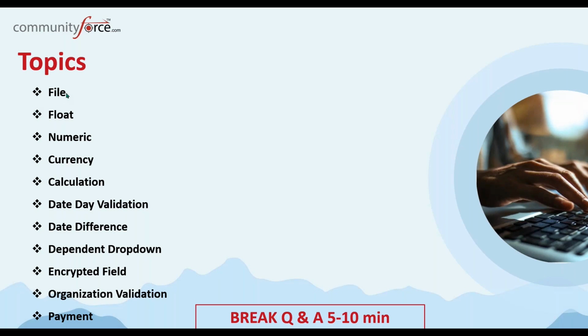We're going to talk about the file question type because we do have some questions about the file types, and then the difference between the float, the numeric, and the currency, and then how to do calculations on those fields. And then we'll talk about a question type called date day validation, a date difference question type, a dependent drop down, encrypted field, the organization validation, and then payment. So if you have a payment tied to your application form, how can you collect that? And then we'll take a break.